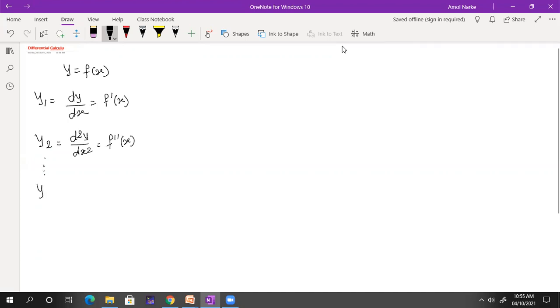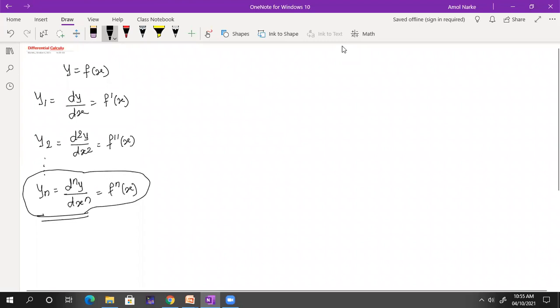Similarly, what will be my yn? The nth derivative, not raised to n. You can denote it by f raised to n of x. Now, in this lecture, we are going to find the nth derivative of some standard functions.